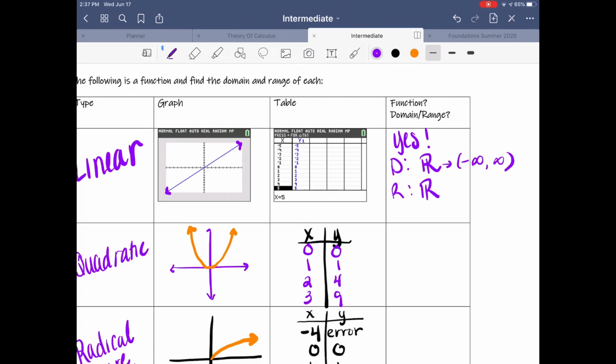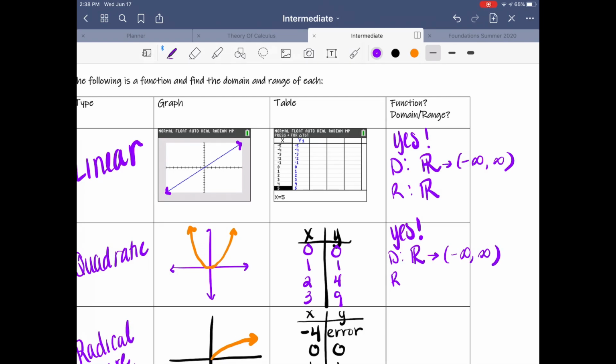If we did a vertical line test on a quadratic function, yes, it is also a function. It doesn't overlap anywhere. And then if we were to look at the x values on the graph, all of these x values correspond to something on the graph. So the domain is all real numbers, or negative infinity to positive infinity.